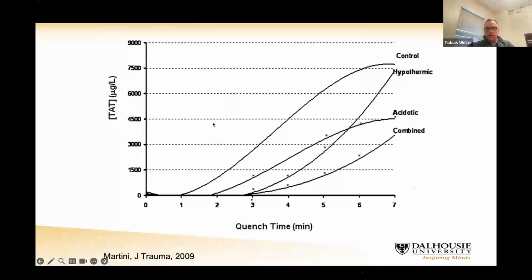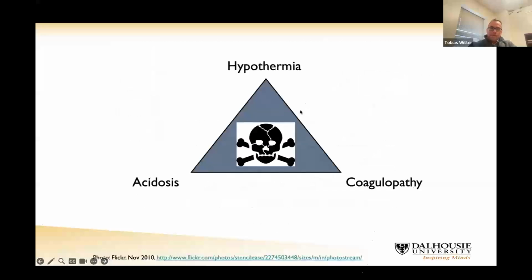So thrombin kinetics, this is our normal control curve over time. And we can see that hypothermia impairs it, acidosis impairs it. And when we have both together, it's really, really bad. These findings lead to the well-known triad of death, if you want to put it this way, in trauma patients: hypothermia, acidosis, and coagulopathy.